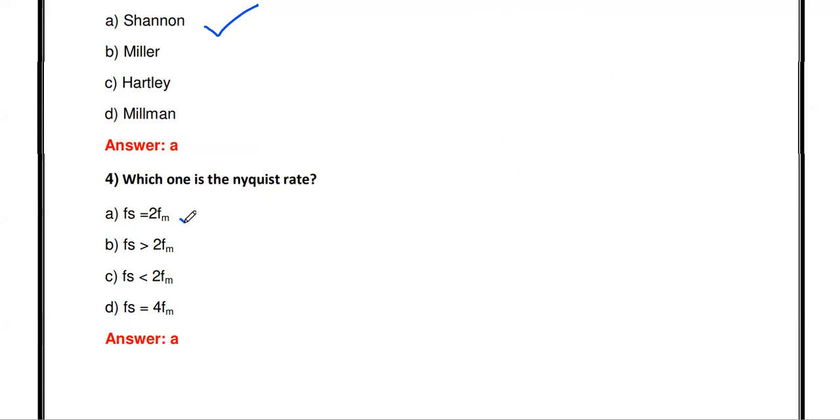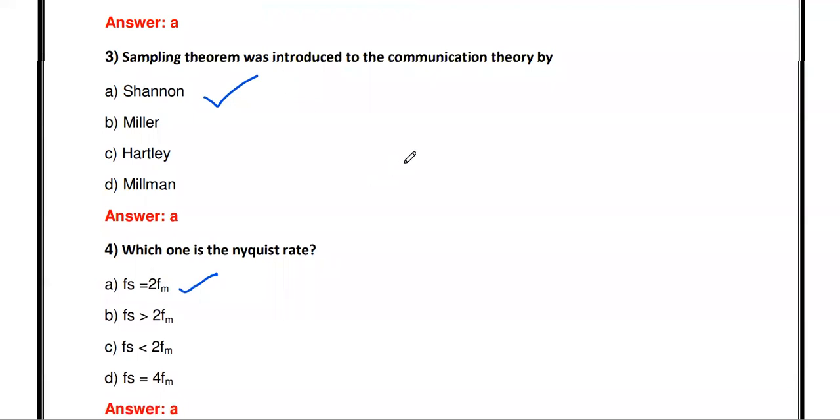So Fs is equal to 2 Fm. That is, in order to satisfy the Shannon sampling theorem, the condition is that Fs, the sampling frequency, must be greater than or equal to 2 into Fm. This is the condition for the sampling process.